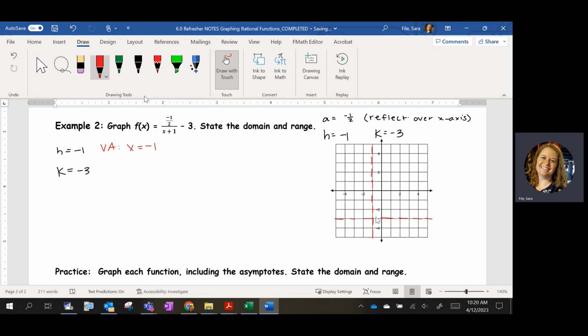Okay, so we've got this -3 for the horizontal asymptote. Now notice I'm always writing the vertical asymptote as x equals and the horizontal asymptote as y equals. Those are equations because these are lines. It's not just a number. You should write it as x equals a number for vertical asymptotes and y equals a number for horizontal asymptotes.